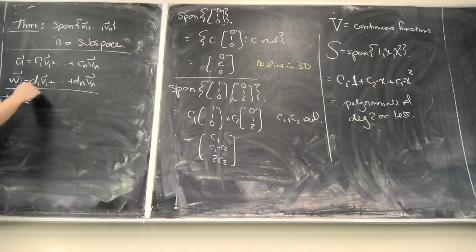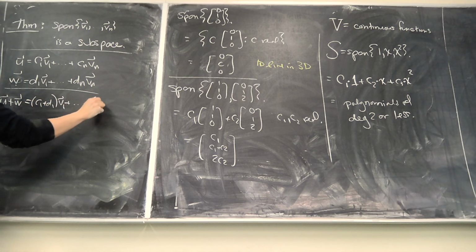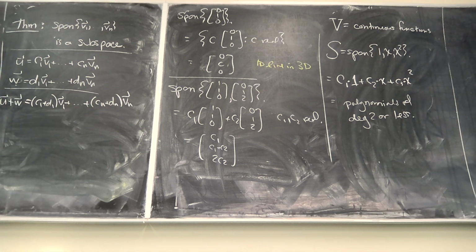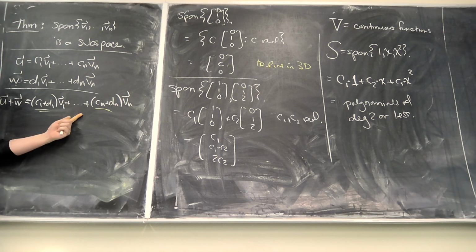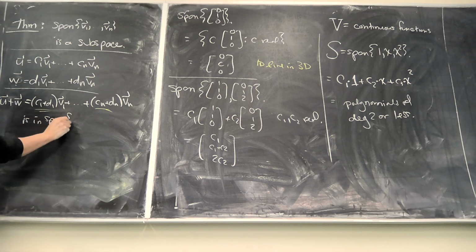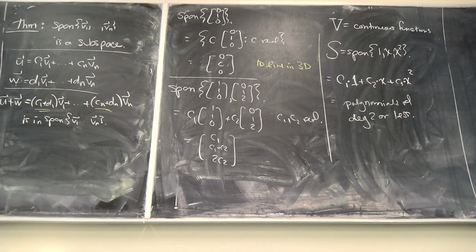Well, don't you just get c1 plus d1 times v1, and so on? Symbolically, I think that's true. You add the vectors together and collect like terms. And notice that what you've produced here is a linear combination of the v's. It's a scalar times v1 plus a scalar times v2 plus a scalar times v3 plus so on to a scalar times vn. This thing that you got out is in the span of v1 through vn because it's a linear combination of those vectors, which means it's closed under addition.